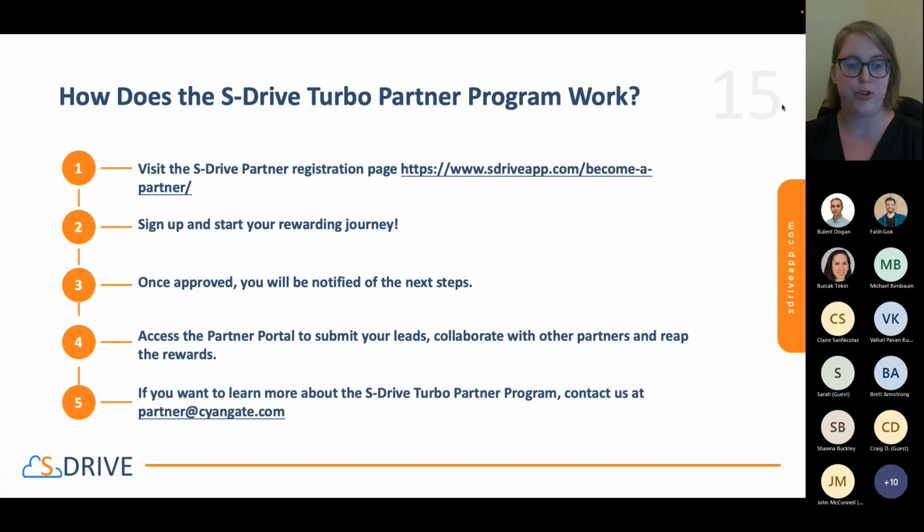So, just an overall view of how it all works. To get started, you go to our website and sign up to become a partner. Once you do that, we will look over your information and notify you of the next steps. You will then get access to our partner portal, and we'll walk you through that as well. And pretty much right from then, you're able to enter qualified leads and start working with us right away.